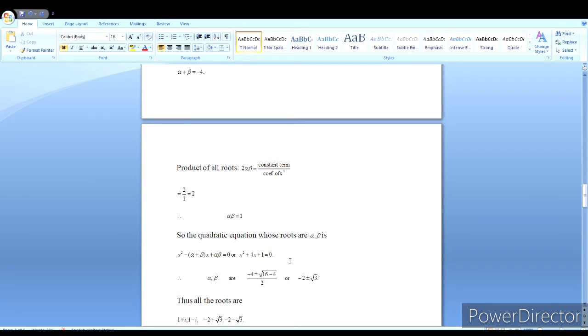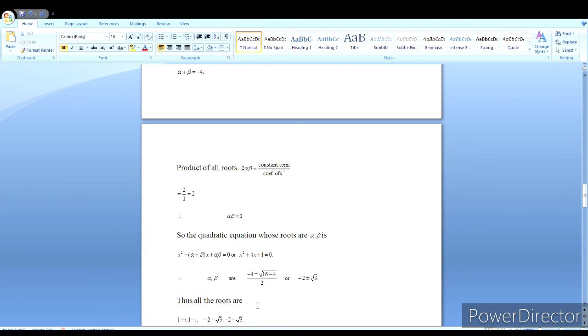Now using the formula minus b plus or minus root of b square minus 4ac divided by 2a, we have the roots alpha beta as minus 4 plus or minus root of b square, which is 16, minus 4, where a is 1 and c is also 1, divided by 2. That is minus 4 plus or minus, we will have root 12, therefore it is 2 root 3 divided by 2. Cancelling 2, we can write minus 2 plus or minus root 3.